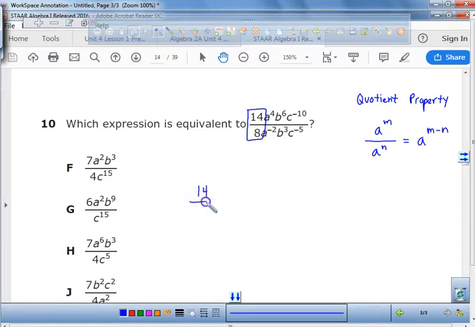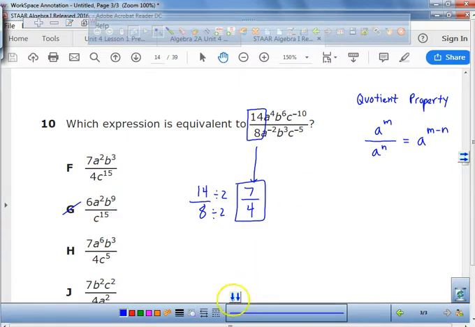Watch, do 14 over 8. What is 14 over 8 reduced to? If you divide this by a 2 and divide this by a 2, what do you get? 7 over what? So this right here, what does 14 over 8 become? 7 over 4. So automatically, what do you know is in your answer? 7 over 4. So we're going to say that's a stupid answer. So we eliminated one. Let's try it real quick.